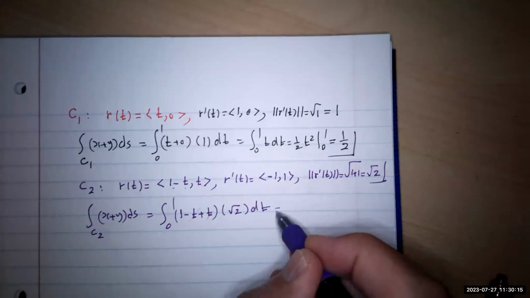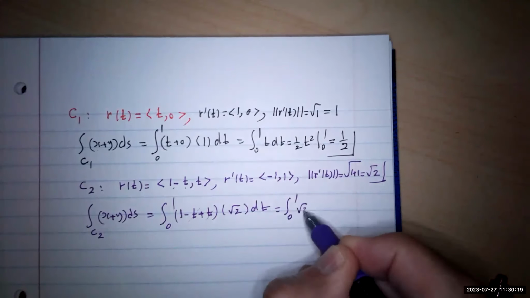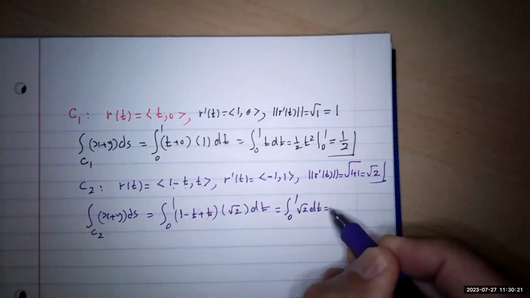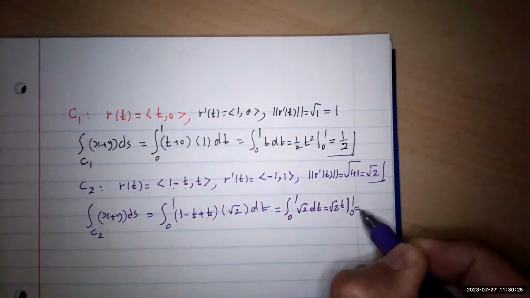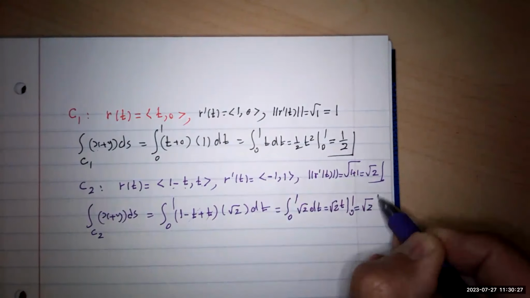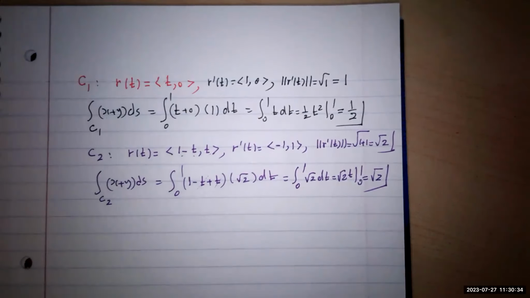So simply you are going to integrate from 0 to 1 radical 2 dt, which is equal to radical 2 t from 0 to 1. So that gives you radical 2. So the integral of the second one is radical 2. Any question? So we have C1, C2. So we got to do C3.